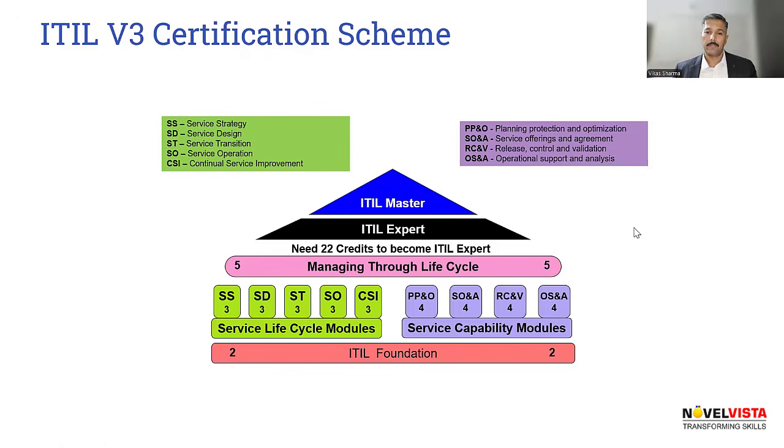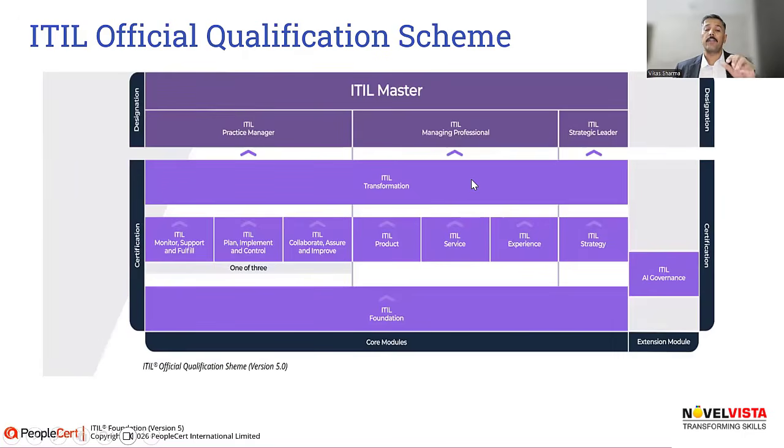ITIL version 5. Now, this is the qualification scheme for ITIL version 5. Now, here we have ITIL version 5 foundation. So after the foundation, again, we have same 3 designations that we saw in ITIL version 4 or ITIL 4. We have Practice Manager. In Practice Manager, you have those 3 certifications: Monitor, Support, and Fulfill, Plan, Implement, and Control, and Collaborate, Assure, and Improve. So after the foundation, you can do any one of these as you used to do in ITIL 4, any one of them. Content is also same.